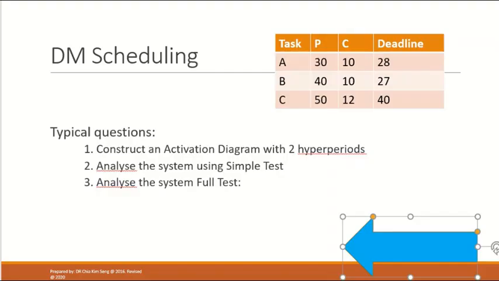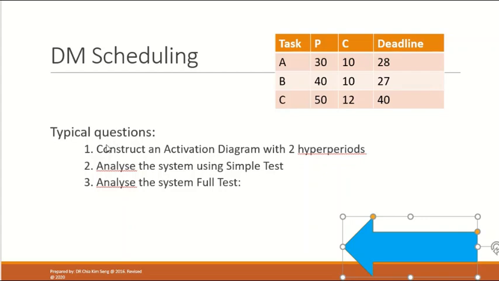Yes, I'm correct. So we're going to practice our knowledge. This DM scheduling strategy: you are required to use the deadline monotonic scheduling strategy to schedule these three tasks. These three tasks, the table tells you the period, the CPU, and the deadline.